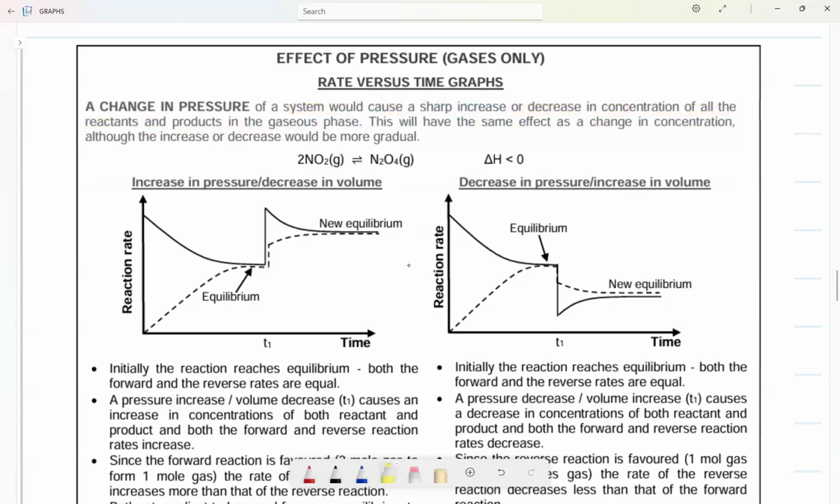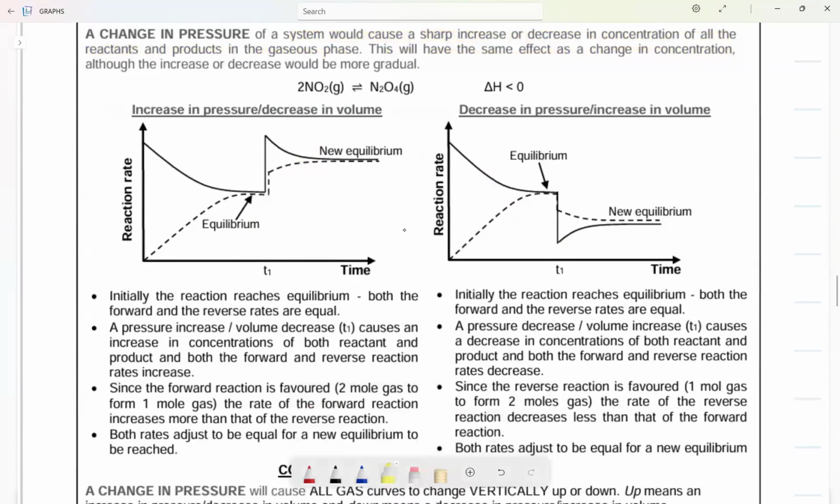We'll see that. Now let's see what happens when there is an increase in pressure. Let me choose this. Now can you see this one? We have 2 moles on this side, we have 1 mole on that side. So let's agree, if we decrease the pressure of the system, we're going to favor the side that produces more moles. Which one is that? The reverse.